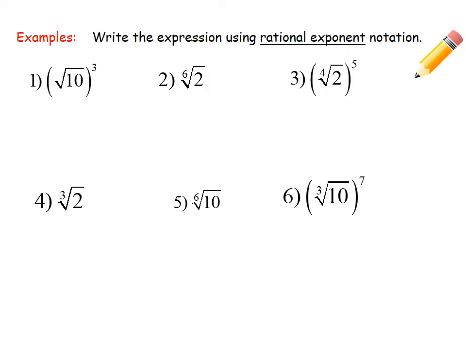This time we want to write the expression using rational exponent notation. That means I want to go from a radical to an exponent. If there's no index identified, we know that it's a 2. That's our standard square root we're used to. Remember, based on our pattern that we just wrote down, the numerator is my exponent and the denominator is my index. Keep following that pattern.